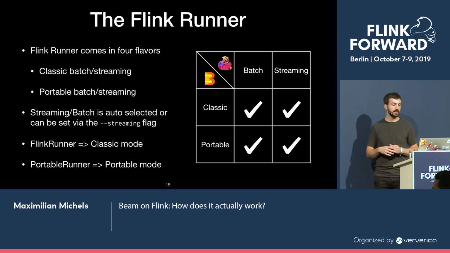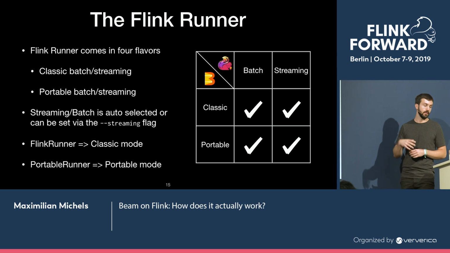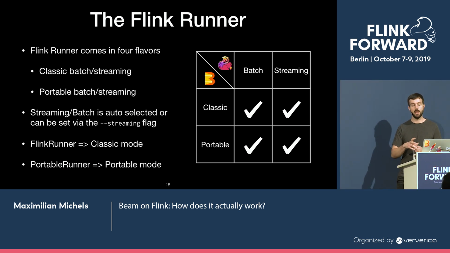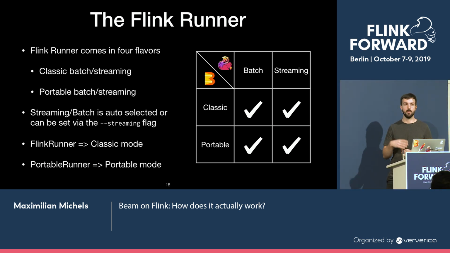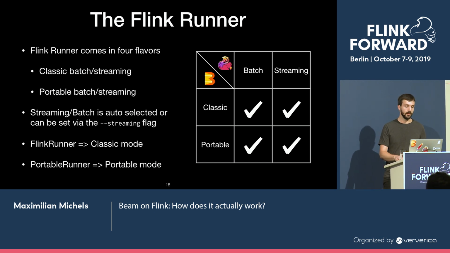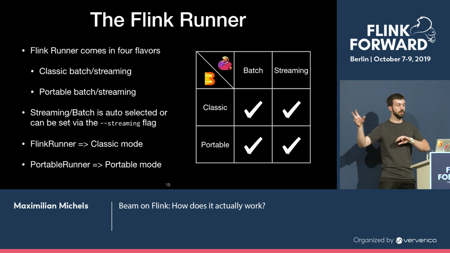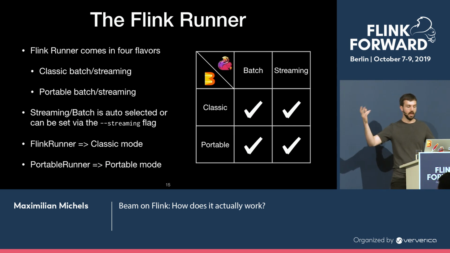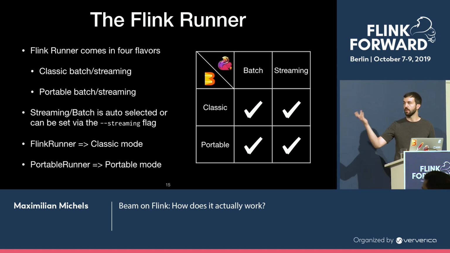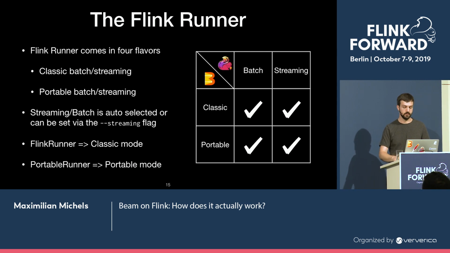The classic way is just running Java pipelines, whereas in the portable way, we can also run Java pipelines, but additionally we have Python, Go, and other SDKs that we can use. So basically, if you use the Flink runner, you are in the classic mode in Java. If you use the portable runner, then you still use the Flink runner, but this is actually a portable way to submit any language to the Flink cluster.